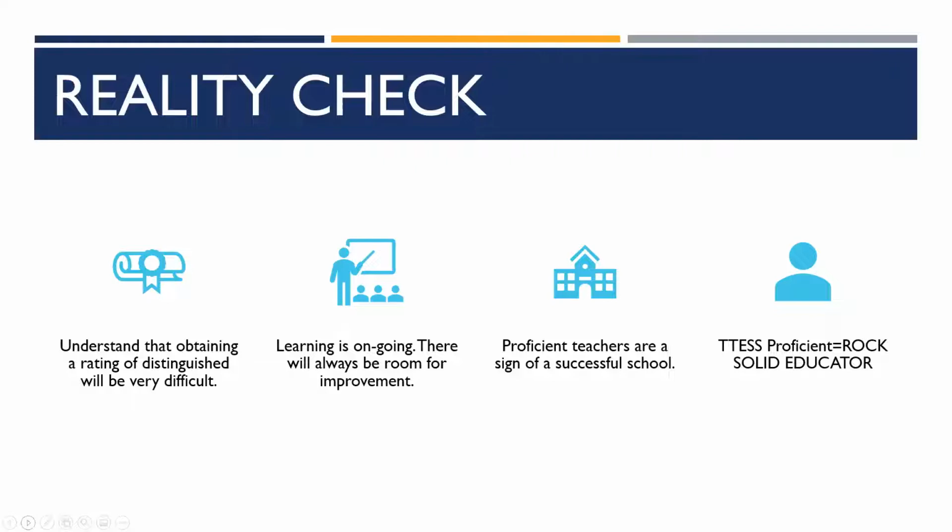Remember that learning is an ongoing process. Everyone has room for improvement. We all have room for improvement in every aspect of our life, whether it's personal or professional. We all can improve in something. When you are a proficient teacher, it is a sign of a successful school. You are a rock solid educator. That's exactly what they told us in the administrator training. That is a rock solid educator. That means the teacher is successful, the students are successful, the campus is successful, everyone is successful.